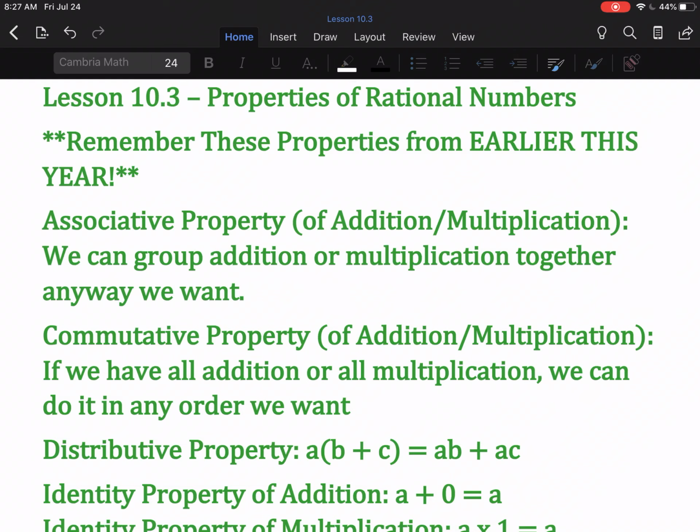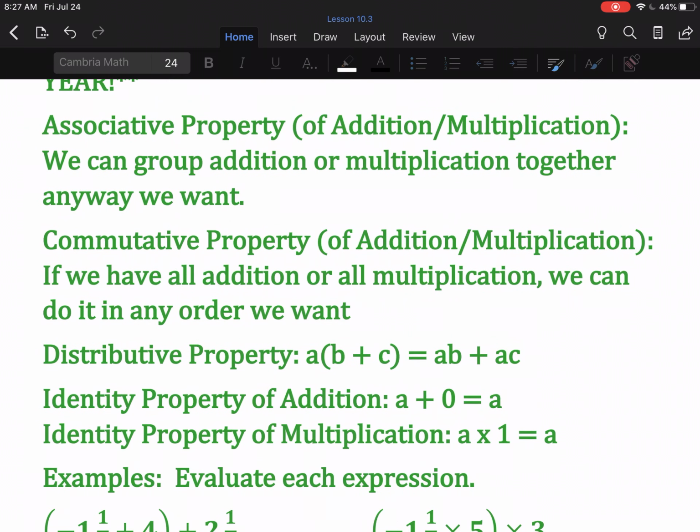The last lesson of Chapter 10 is called Properties of Rational Numbers, although more accurately, it is the operations with rational numbers, adding, subtracting, multiplying, and dividing. We need to remember two properties specifically from the beginning of the year, although I've listed all five we talked about. The two important ones are the associative and commutative properties. They basically say if we have all addition or all multiplication, we can rearrange the problem however we want. We can move parentheses around, we can move numbers around.